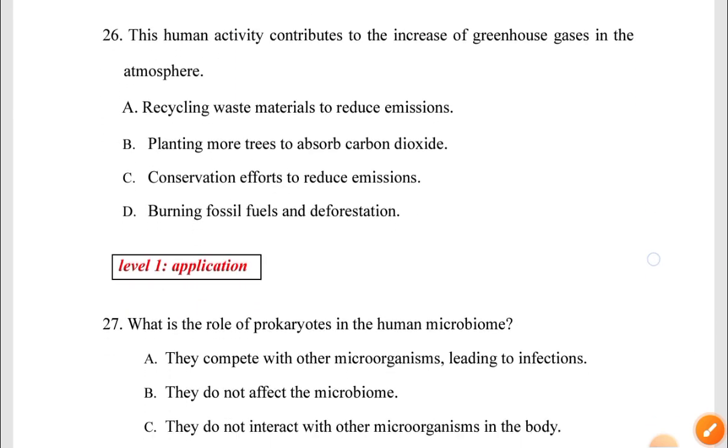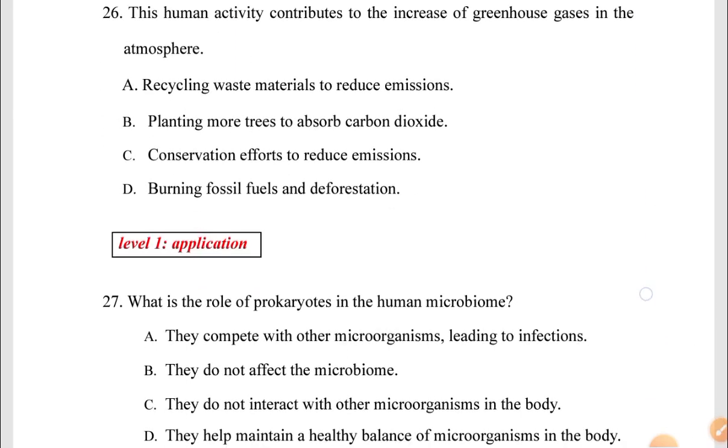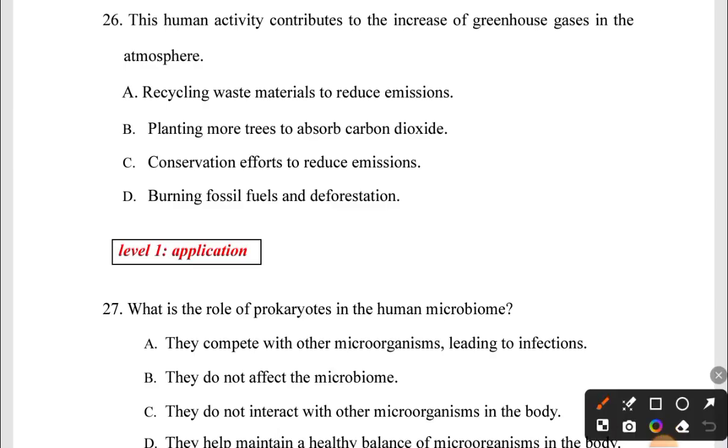26. This human activity contributes to the increase of greenhouse gases in the atmosphere. A, recycling waste materials to reduce emissions. B, planting more trees to absorb carbon dioxide. C, conservation efforts to reduce emissions. D, burning fossil fuel and deforestation. So the answer to question 26 is D.